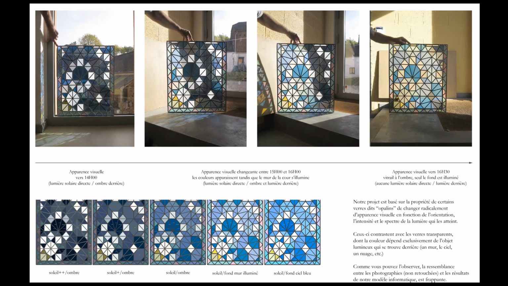And so these are pictures of the real window that we produced. I was kind of proud of myself because these were my simulations and this was what we built, so it was quite correct.